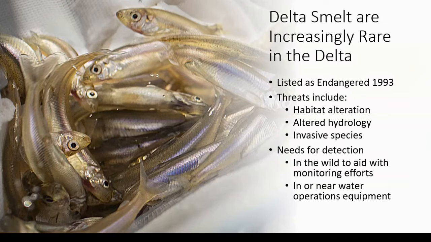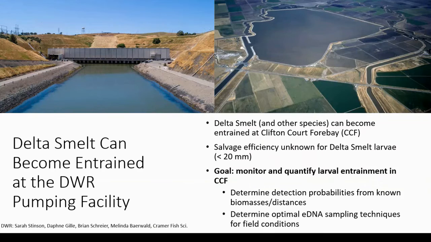Or additionally, we need to monitor near water operations equipment to make sure that smelt don't get entrained in the pumps. Like I mentioned, the delta smelt can become entrained at the GWR pumping facility. Clifton Court Forebay, this big reservoir here, is where water enters before the GWR pumping facility. There are louvers that divert adult and juvenile fish from entering the pumps, where they're sampled and then released elsewhere in the delta.